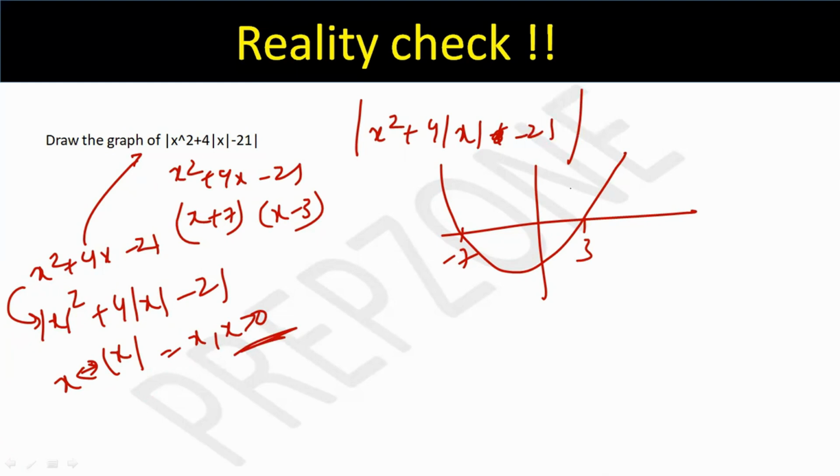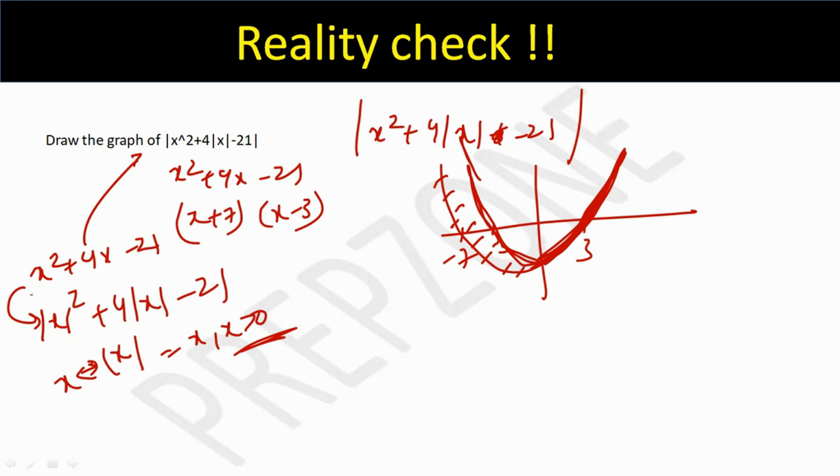So if this is the graph, if we have to replace x by mod x here, the graph will remain the same for positive values of x, and for negative, it is just going to be the mirror image of this particular part, right? So the graph will be something like this. This is plus 3, so it has to cut at minus 3. So this will go away because I only have to take the positive part. So this is the graph of mod x square plus 4 mod x minus 21.